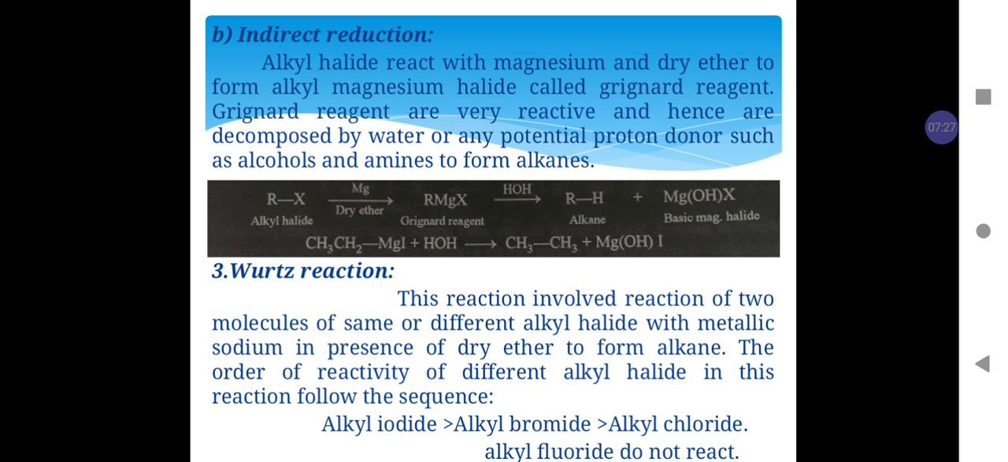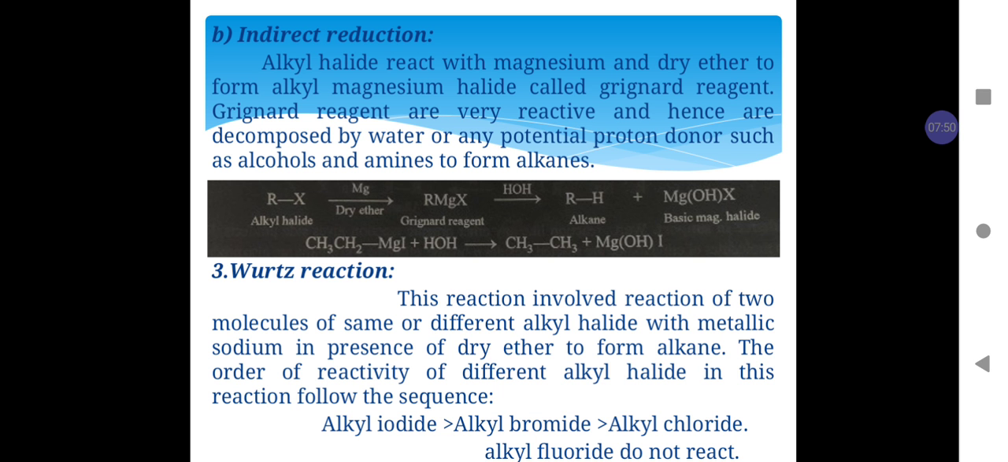For example, CH3CH2MgI, which is a Grignard reagent, react with water to form CH3CH3, that is ethane, and Mg(OH)I, hydroxy magnesium iodide.